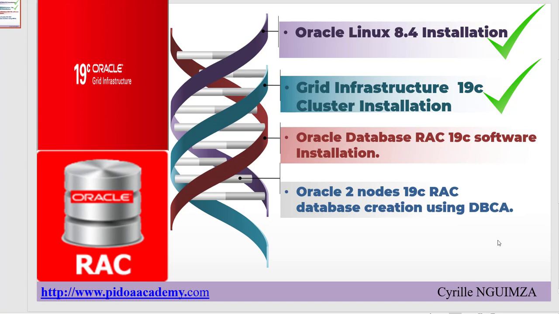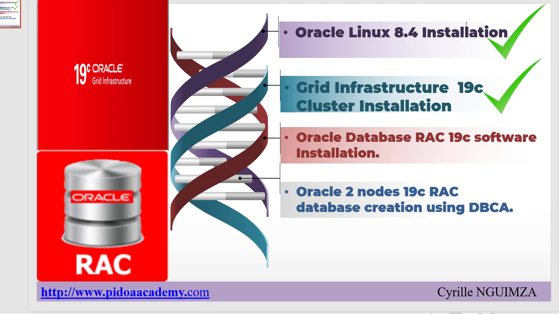In this session today, I'm going to share with you the installation of the Oracle RAC 19C software. The roadmap of this series of sessions consists of 4 steps. The first step is the installation of Oracle Linux 8.4. The second step is the installation of Grid Infrastructure 19C cluster. The third step is the Oracle Database RAC 19C software installation, and the last step will be the Oracle 2-node 19C RAC database creation using DBCA.